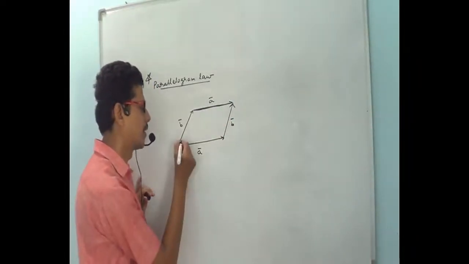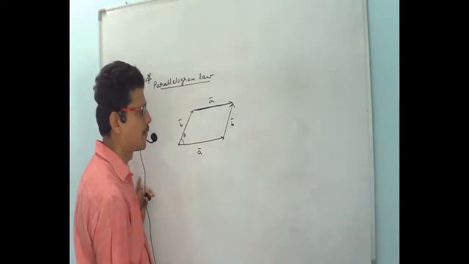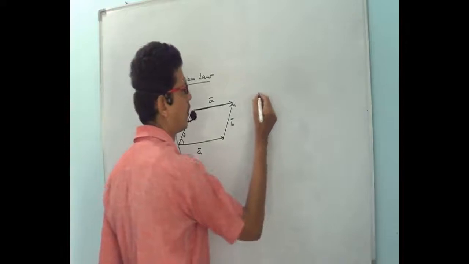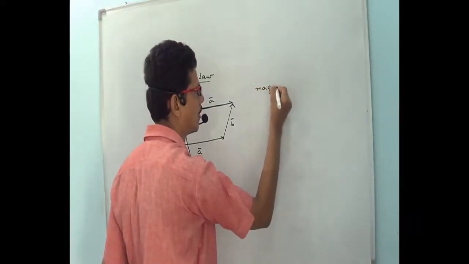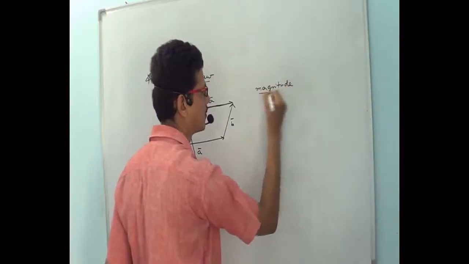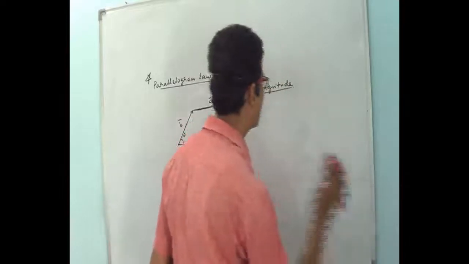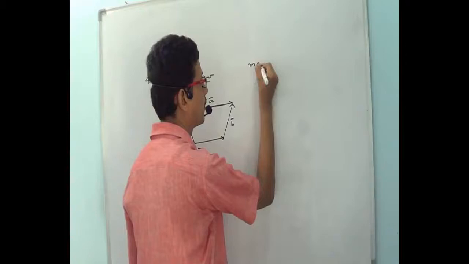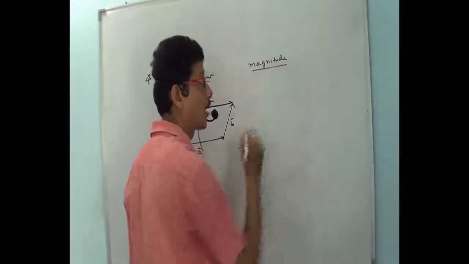Let theta be the angle between the two vectors. Now first I have to find the magnitude of the resultant, and then I have to find the direction. First I will do the magnitude part. I will find the magnitude first, and then the vector will also have direction.